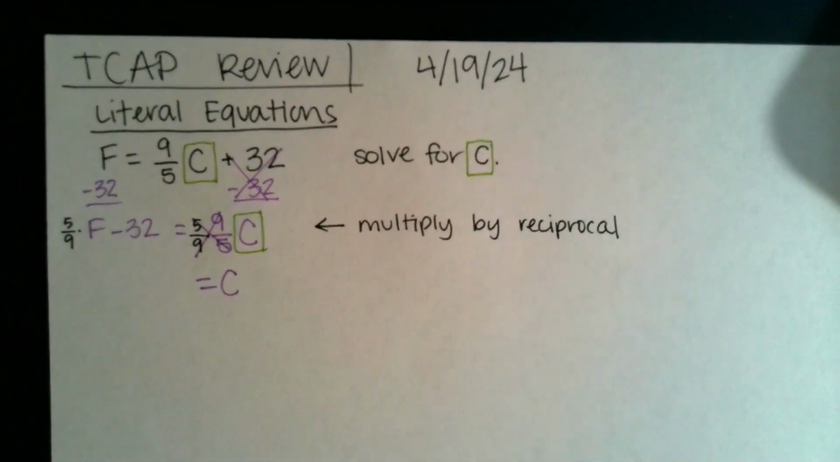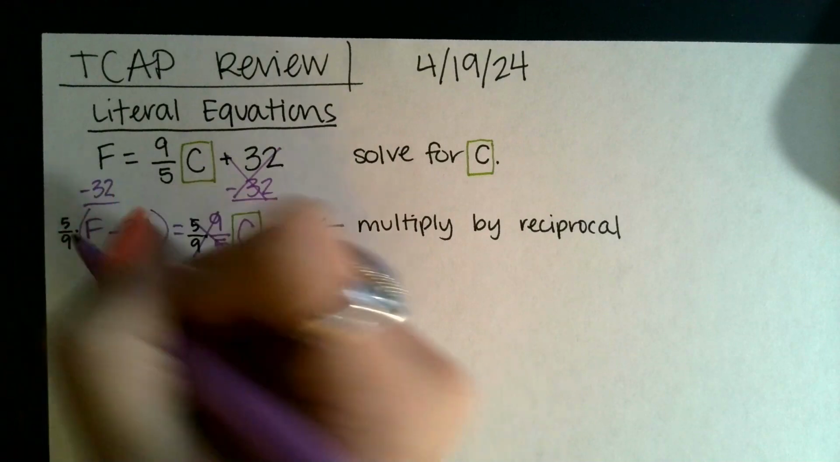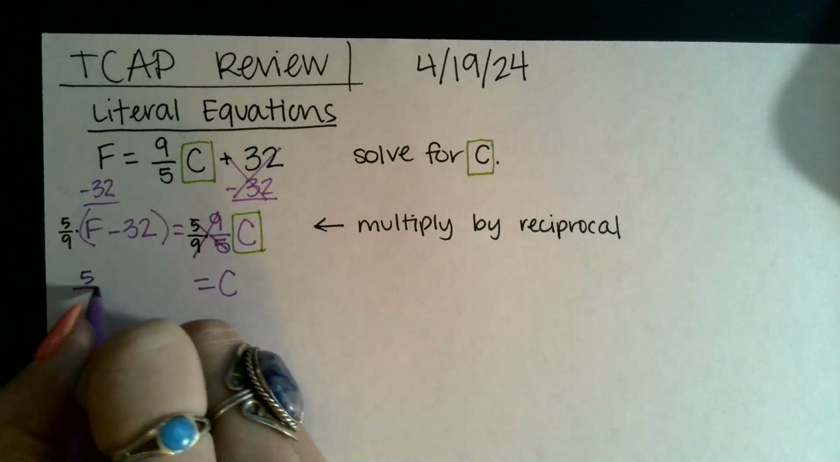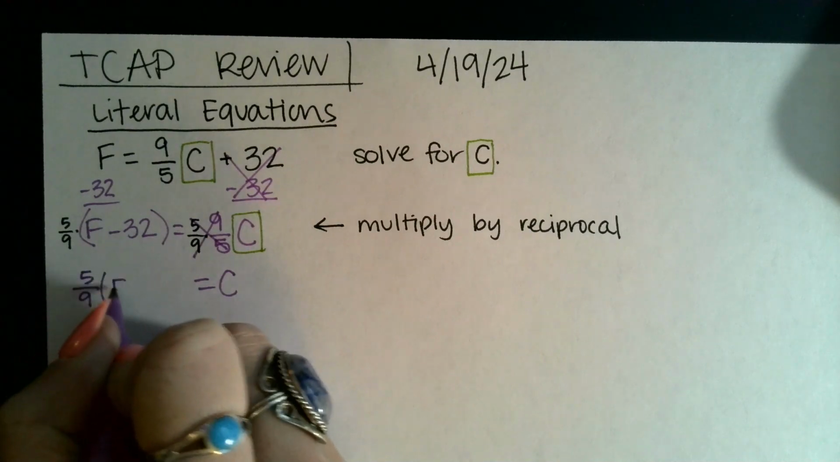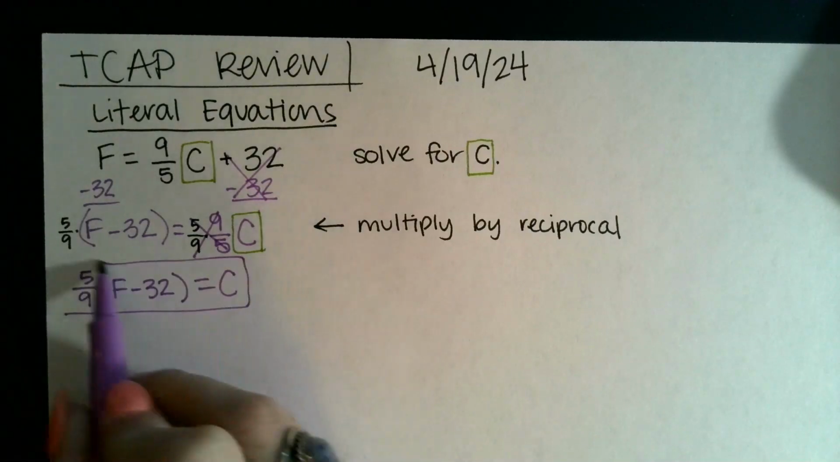But on the left, that 5/9 has to be multiplied by everything on that side, meaning that we have to put everything on that side in parentheses. So we're just going to rewrite that as 5/9, parentheses, F minus 32, and that's it. That's your final answer.